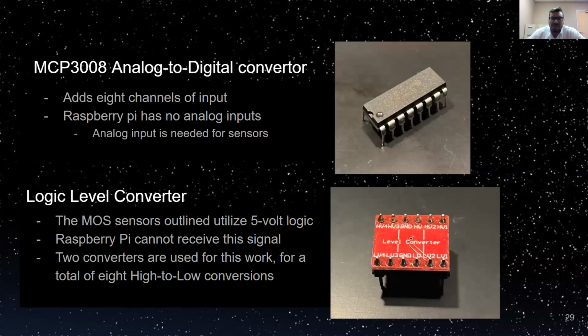The ADC is used to add 8 channels of analog input, which our Raspberry Pi is incapable of from the factory. The analog input is needed for our sensors. The logic level converter is used to convert from our high 5-volt logic down to the 3.3 volt logic that the Raspberry Pi requires. Otherwise, you could damage your GPIO pins. We've had to use 2, as each one of these converts high to low on only 4 pins. And so for all 8 of our sensors, we needed 2 of these.